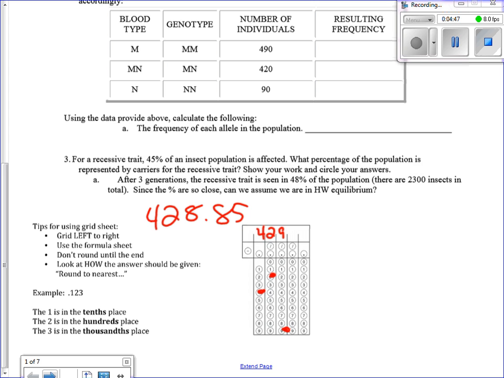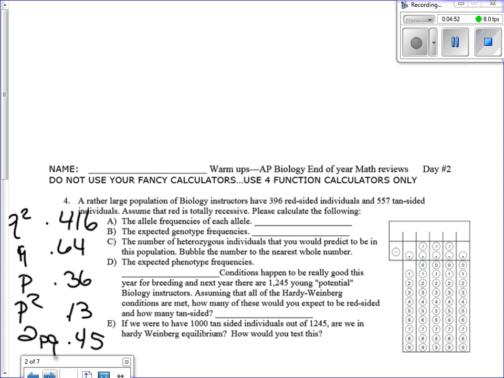If it's asking for frequencies, would it be okay to put the R, or would you want the P and the Q? You can go P equals 0.64, or sorry, Q equals 0.64 and P equals 0.36. Or you could go big R equals and little r equals, either one.